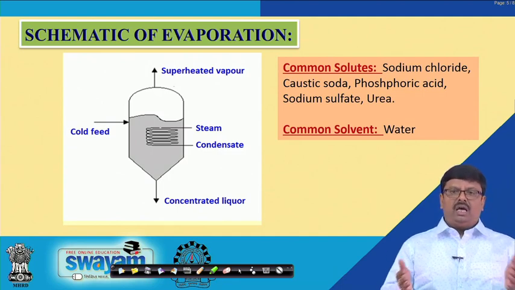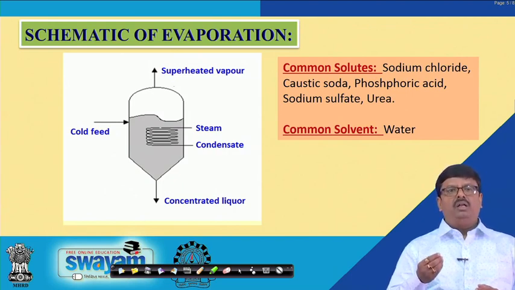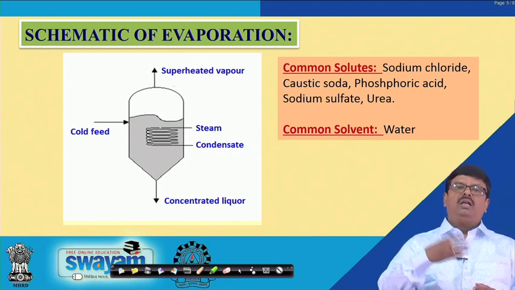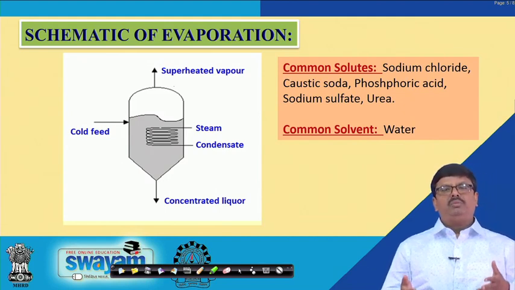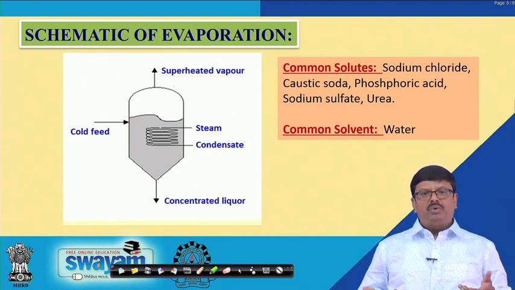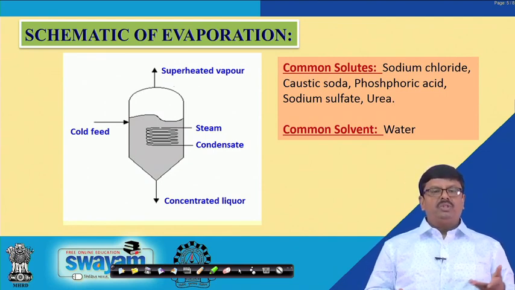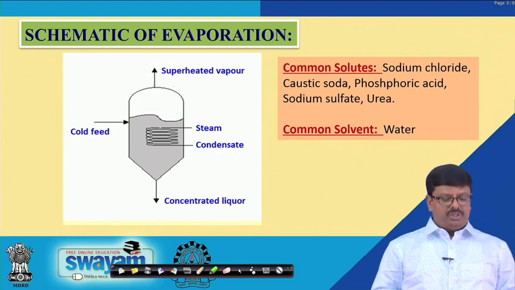So this is just an idea about the evaporation process: what is the role of these solutes and solvents, where the steam is supplied, and why we get this condensate. The superheated vapor is one of the components of the exit products, and the concentrated liquor is the main desired product. The feed is introduced, it might be from the bottom, or from an intermediate plate or intermediate section of an evaporation chest.